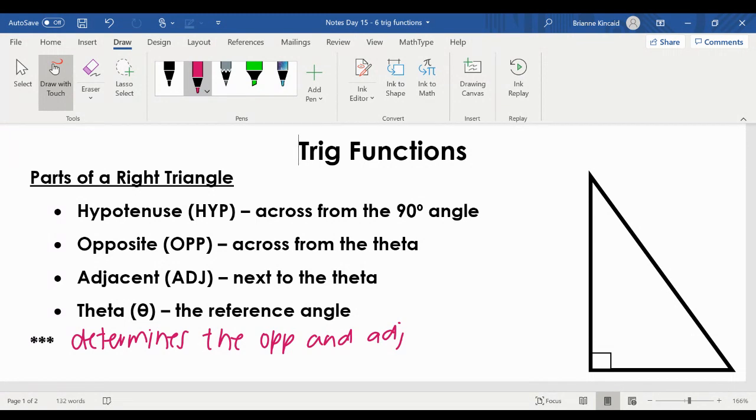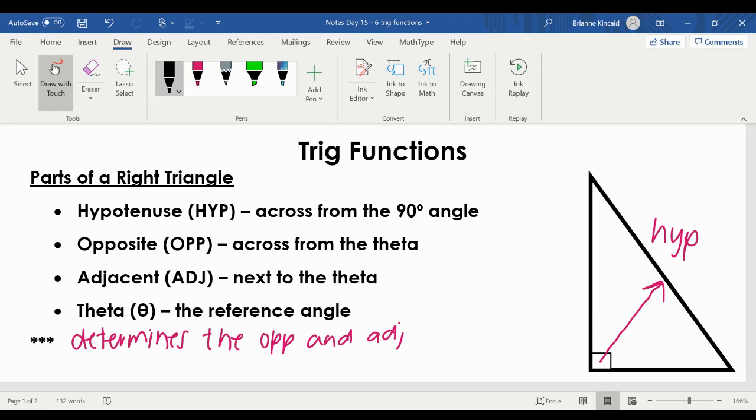So the first thing that you need to know, and this is what I train all my students to do, is when you see a right angle box, you draw an arrow to the side across from it, and that is always your hypotenuse. That's never changing. Hypotenuse is always across from the right angle.